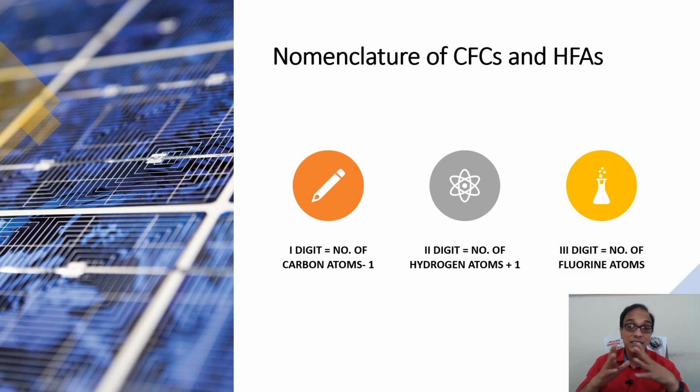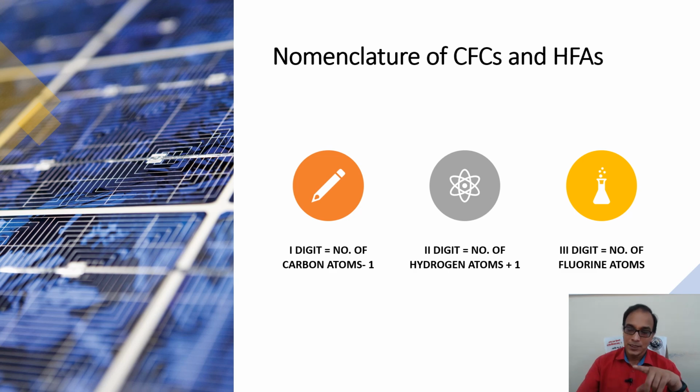Now let's see what these 3 digits mean. Nomenclature for CFCs and hydrofluoroalkanes is done by this. The first digit equals the number of carbons in the structure minus 1. So if there is only one carbon, the first digit will be 0, and the entire number will have only 2 digits. If there are 2 carbons, then the first digit will be 2 minus 1, which is 1.